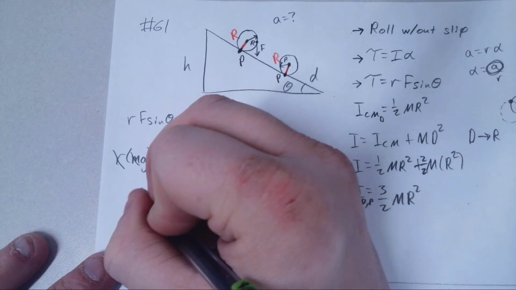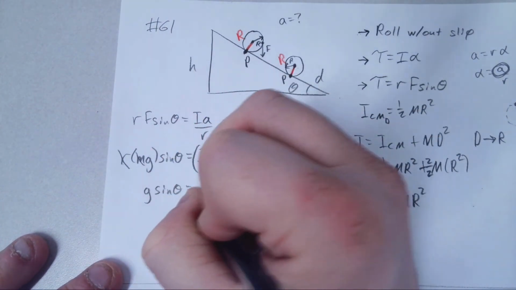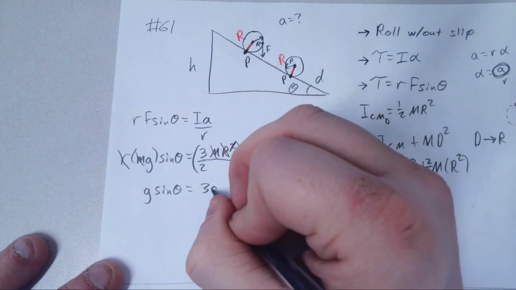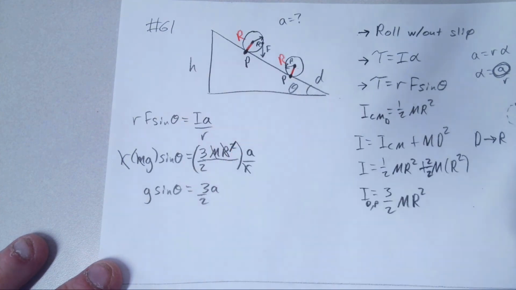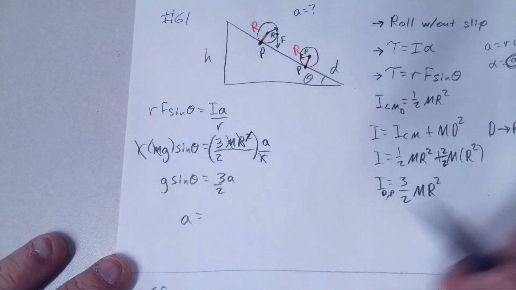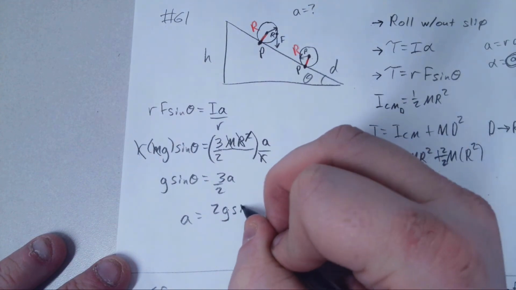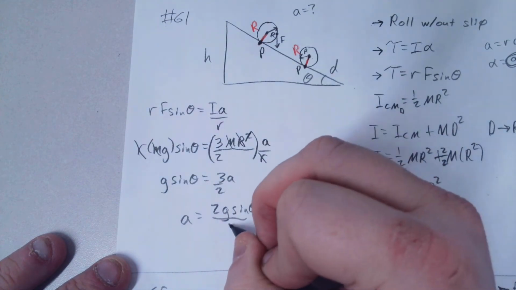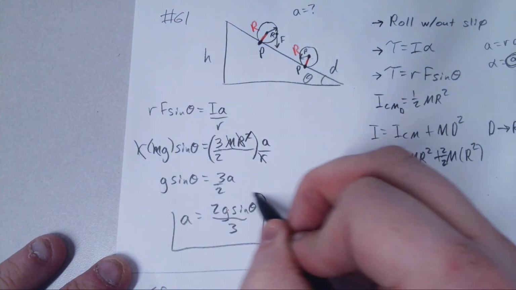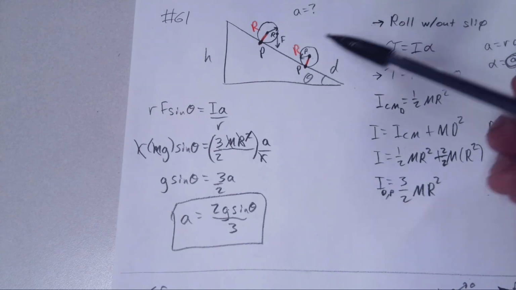So we have g sine theta equals 3 over 2 a. And we're solving for a, so we just rearrange this. a equals 2g sine theta over 3. So that represents our acceleration. Once again, we got this because we realized this was a disk that was not purely rotating about its center, but was rolling about a point P.